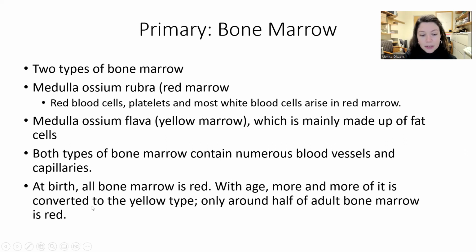So here at the bottom, you can see at birth, all of your bone marrow is red. And as you get older, it gets converted to the yellow type. So if you're an adult like me, only around half of your bone marrow is red, which is partly why younger folks have a more robust immune system. They have more red bone marrow to refresh the immune system often.